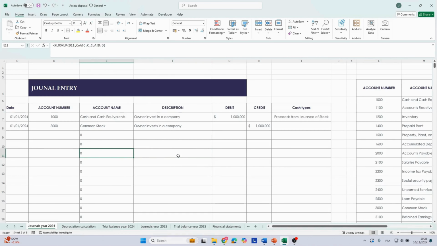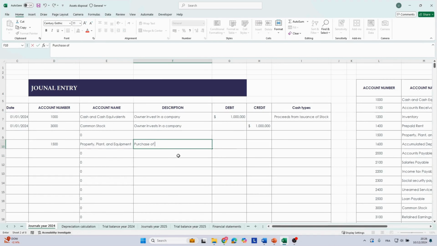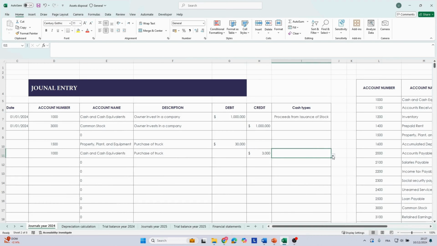The first transaction that we have to do is the purchase of the asset. We say purchase of truck for the amount of 30,000. We paid via cash, so we report the cash movement. We'll put it in credit. I'm going fast because you have already seen that in the previous transaction. Here we need to put the type of cash. This is purchase of equipment. So this is the first transaction we have done. Then we need to report the depreciation. So this is depreciation for 3 years.